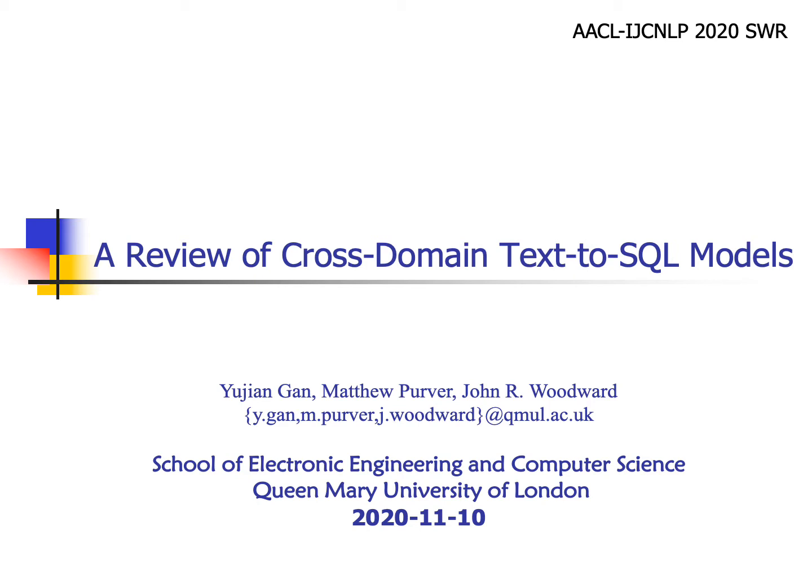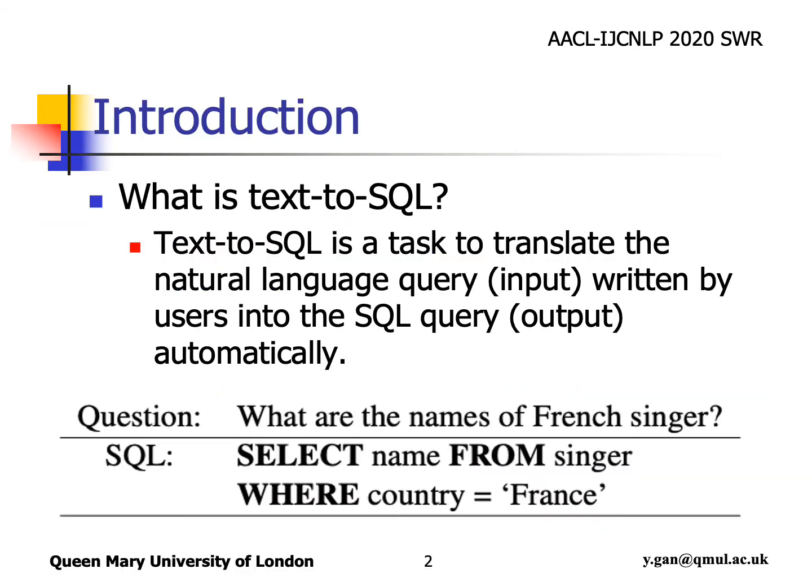Let me introduce our paper, a review of cross-domain text-to-SQL models. Our paper focuses on the text-to-SQL problem. But what is text-to-SQL? Text-to-SQL is a task to translate the natural language query written by human into the SQL query automatically. Here is an example.